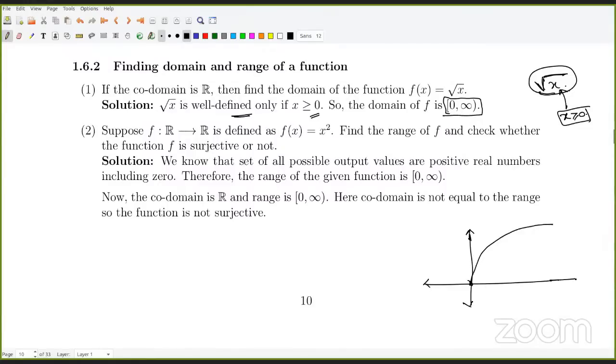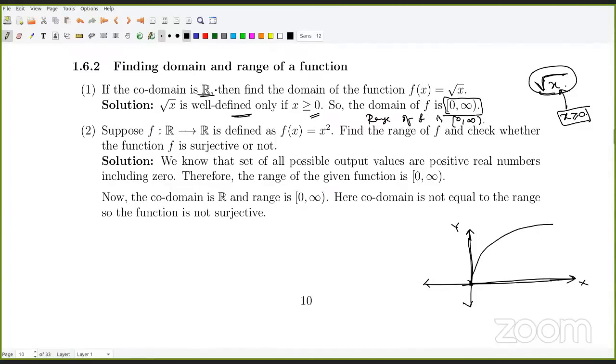Now tell me the range. By looking at the graph, tell me the range. Sir, it is positive, to infinity. Positive y-axis, sir. 0 to infinity, plus infinity. 0 to infinity, correct. Range of f is 0 to infinity, closed. So I said the codomain is R.